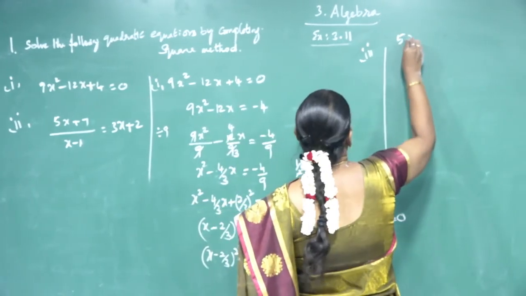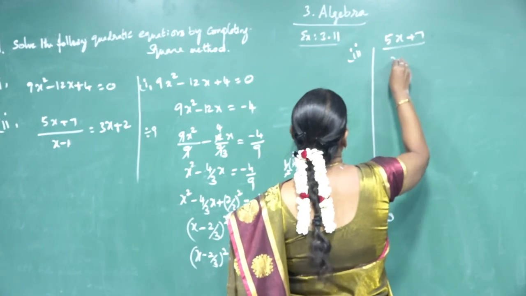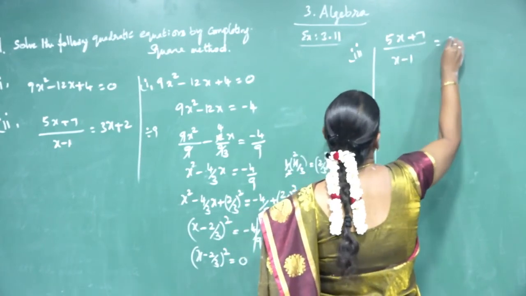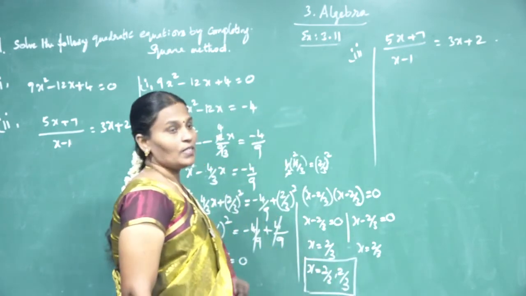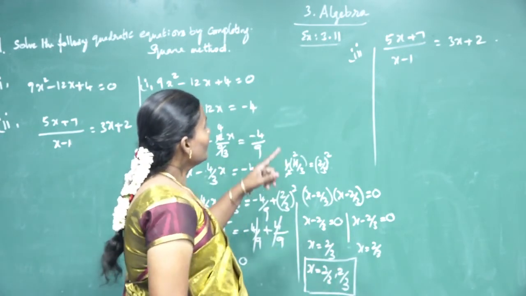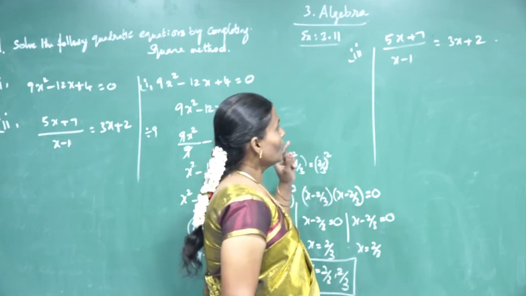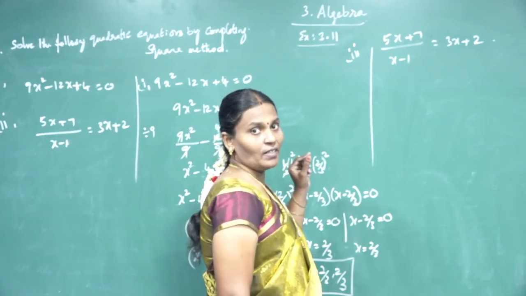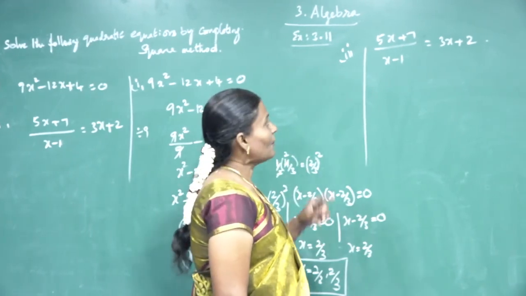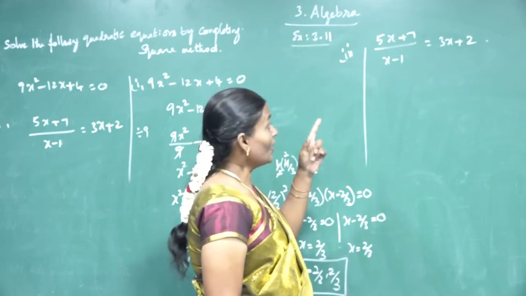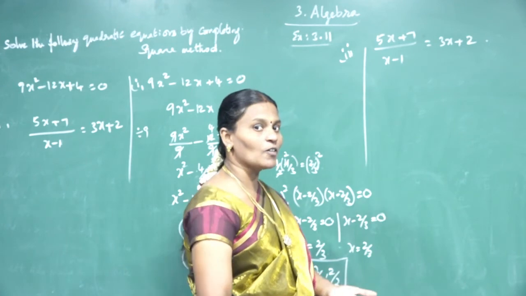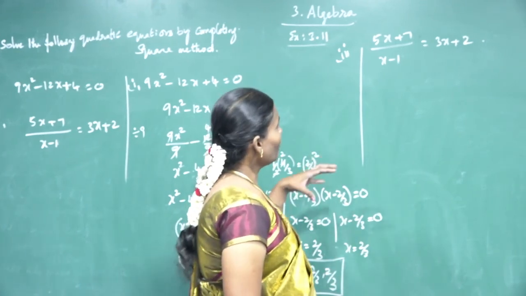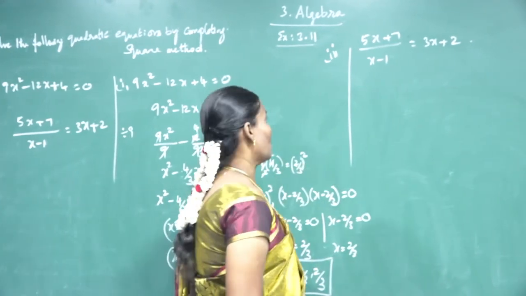So (5x plus 7) by (x minus 1) is equal to 3x plus 2. So you see, here the first step is you have to check whether the given equation is in general form or not. But it is given not in general form. What is the general form? ax square plus bx plus c is equal to 0. So this one, make it as the general form.